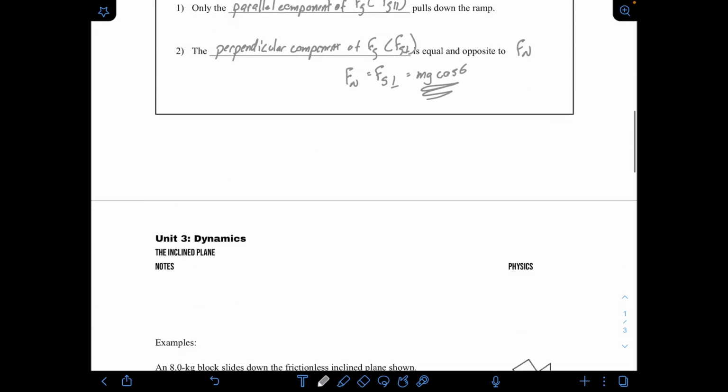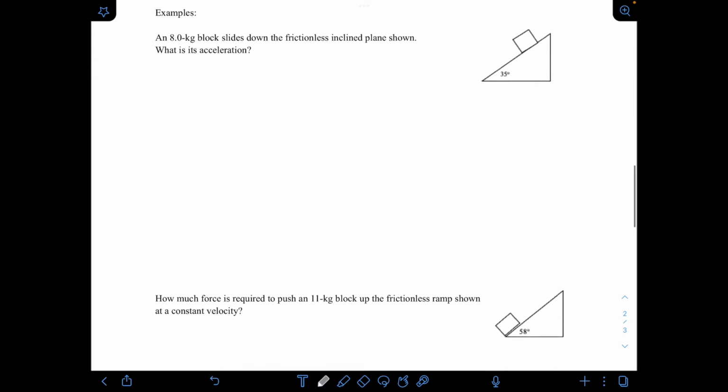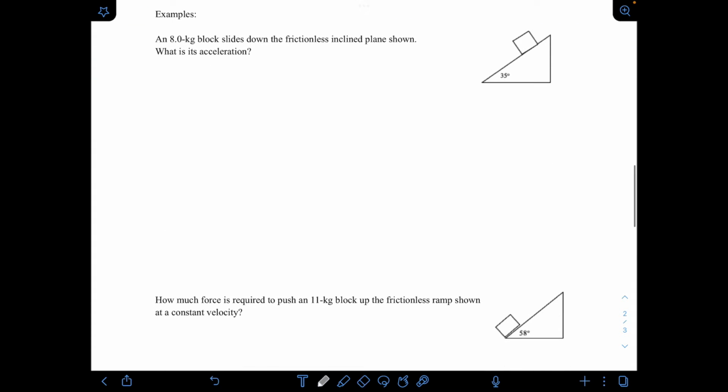Okay, so the first example we're going to use is an 8 kilogram block on a frictionless inclined plane, shown at a 35-degree angle, and we're going to figure out what the acceleration is. So once again, when we set this up, negative x is down the ramp, positive x is up the ramp.